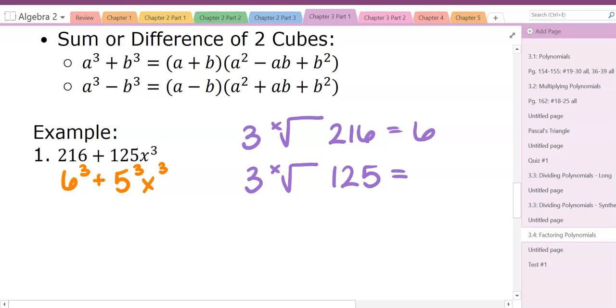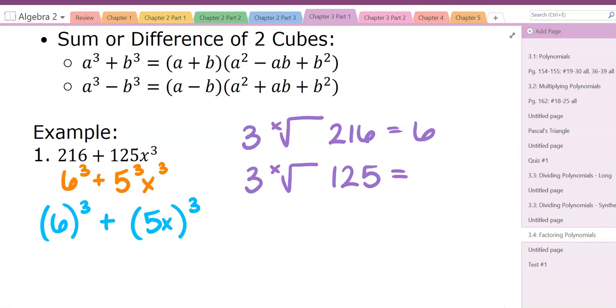Now, on the second term, because it also has an x to the third, here's what I'm going to do. I'm going to put the 6 in parentheses and then raise it to the third power, plus 5x raised to the third power. All I'm doing right now is rewriting it because I want you guys to be able to see what's in the A position and what's in the B position. So for this problem, 6 is your A and 5x is your B. I'm talking about A and B back up from my rules. Now this one has a plus sign, which means that we're using the sum rule right now.